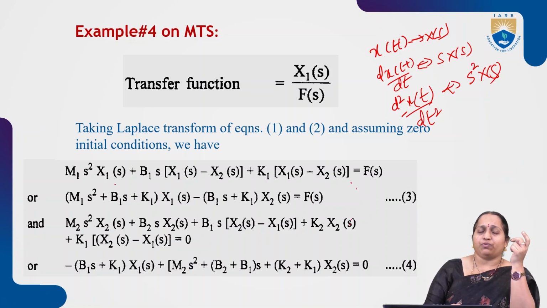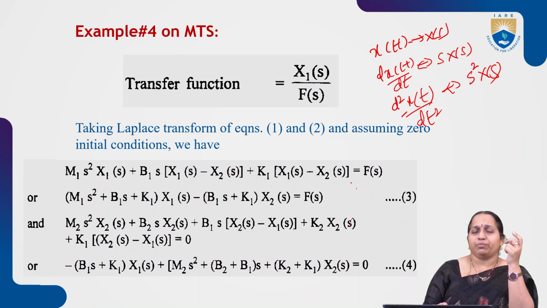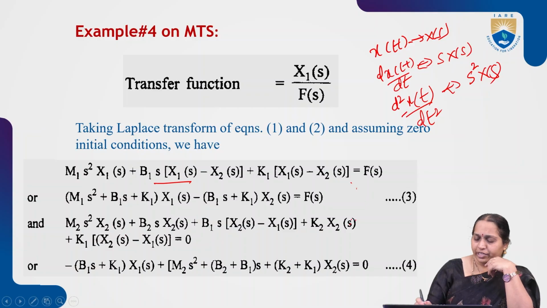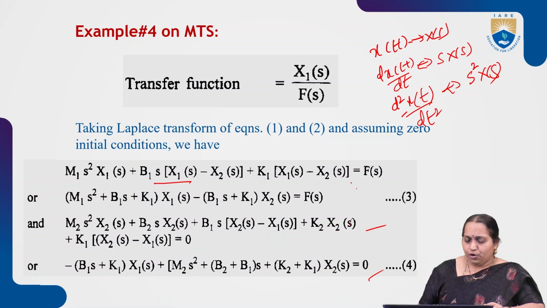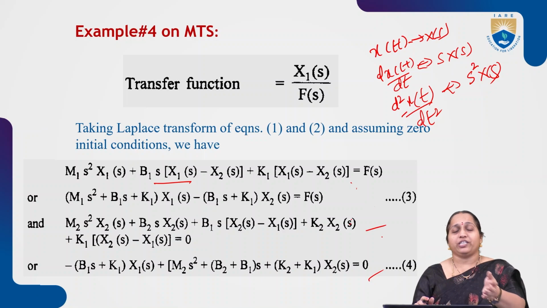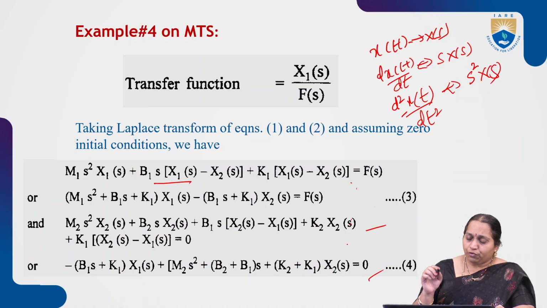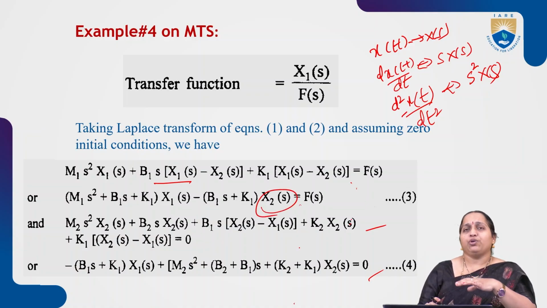So m1 s square x1 of s plus b1 s into x1 minus x2 plus k1 into x1 of s minus x2 of s. Since there you have dx1 by dt, so here we get s into x of s. Right. Similarly, for equation 2 also, if you apply Laplace transform, you get this equation 4. Now, from equations 3 and 4, let me say I want to find the transfer function x1 of s by f of s. So, we will try to eliminate this x2 from both the equations. Then, you will get equations only in terms of f and x1.